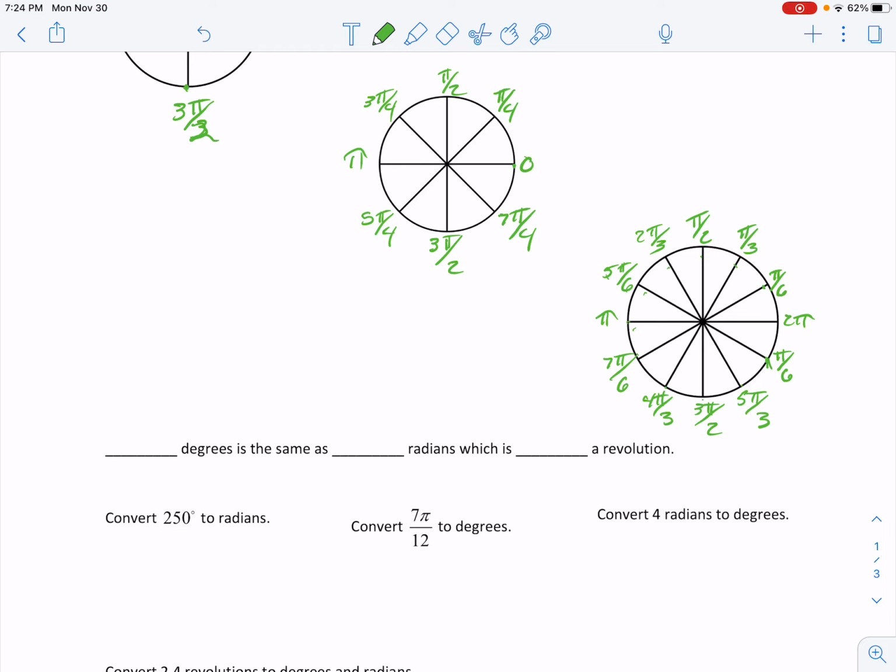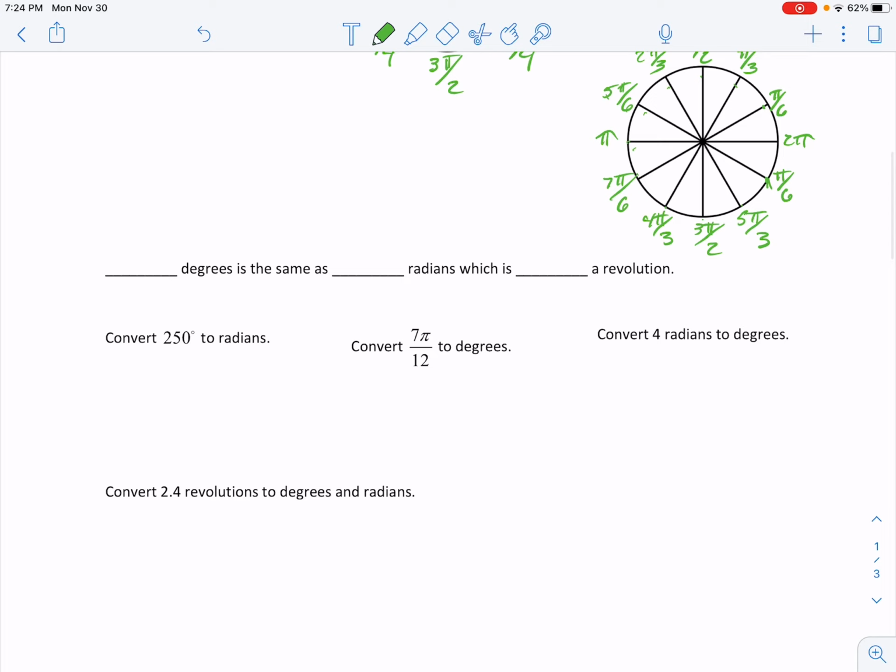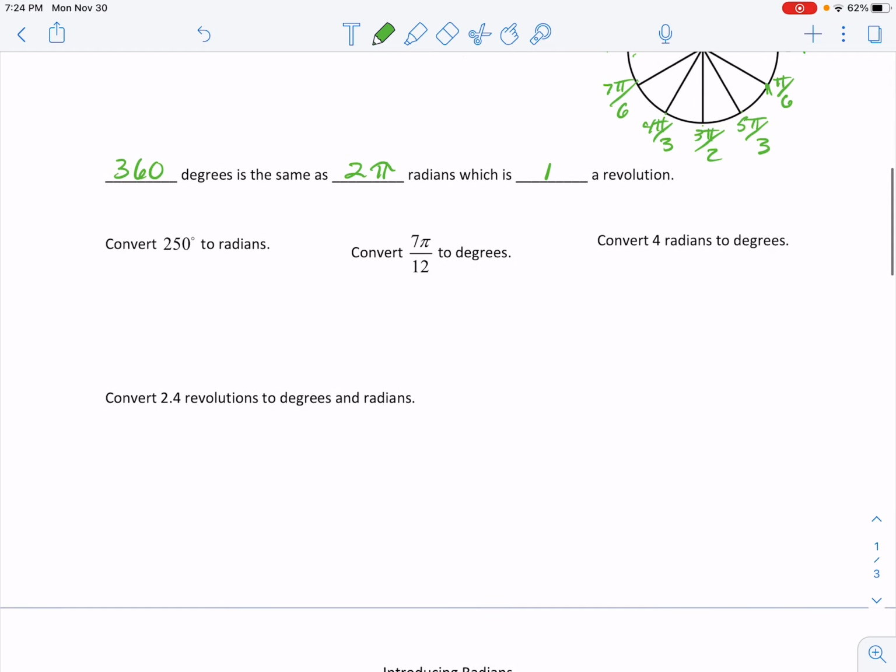All right, going around your circle. 360 degrees is the same as 2 pi radians, which is 1 revolution. So if you're converting these, we just did it, degrees to radians, 250. You got degrees, so your degrees go on the bottom, and the pi goes on top. And then you reduce it. 250 divided by 180 equals 25 pi over 18. And we leave them exact, please.